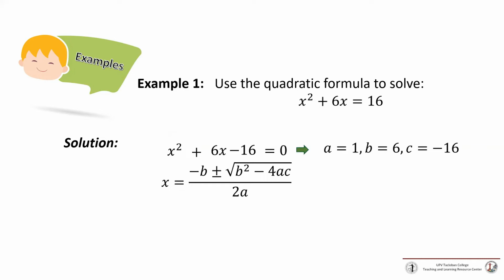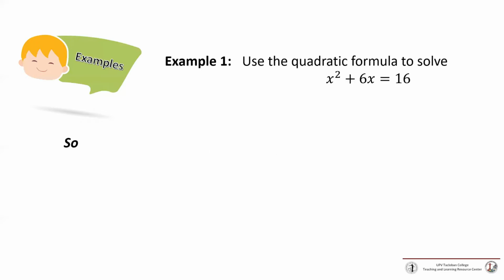x is equal to negative b plus or minus the square root of b squared minus 4ac over 2a. So we have b, which is equal to 6. This formula becomes negative 6 plus or minus the square root of 6 squared minus 4 times 1, which is the value of our a, times negative 16, the value of our c, over 2 times 1. As a continuation, we have x is equal to negative 6 plus or minus, and after simplifying the expression inside the radical symbol, we came up with 36 plus 64 over 2 times 1.